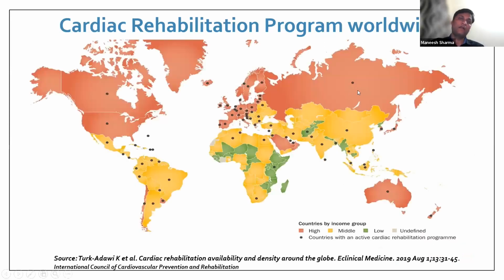If we talk about cardiac rehabilitation around the globe, this survey was done in collaboration with the International Council of Cardiovascular Prevention and Rehabilitation, where it was found that the density of cardiac rehabilitation is quite high in Western countries compared to the Southeastern countries. In India, very few dedicated cardiac rehabilitation centers exist, especially in government tertiary care hospitals. These numbers are very low.